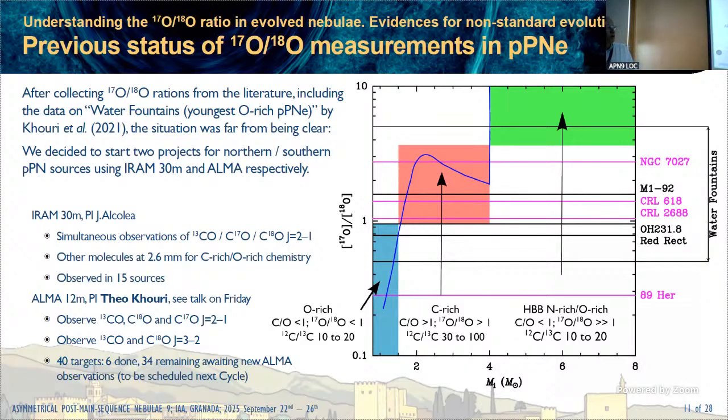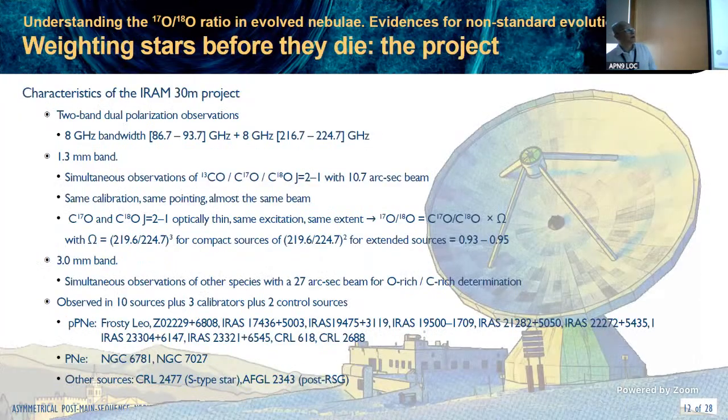So we did a couple of projects. I was leading the project with the Northern Sources with the 30-meter, and Theo submitted, and he's still submitting, ALMA proposals trying to get up to 40 targets in the Southern Hemisphere. So far, only 6 have been done. I'm going to present the result from the 30-meter. Theo is going to present on the last day the result from the ALMA survey.